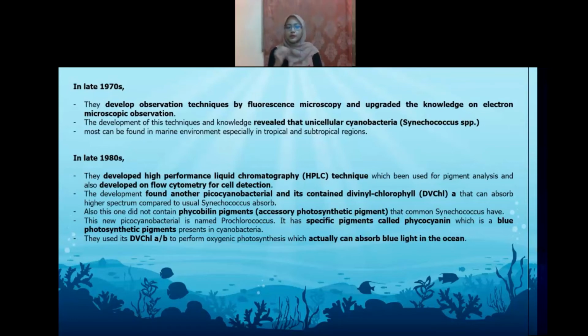This new picocyanobacteria was named Prochlorococcus. Prochlorococcus has a specific pigment called phycocyanin, which is actually a blue photosynthetic pigment in cyanobacteria. Prochlorococcus uses divinyl chlorophyll A and B to perform oxygenic photosynthesis, and they can absorb a lot of blue light in the ocean since they have the blue photosynthetic pigment.